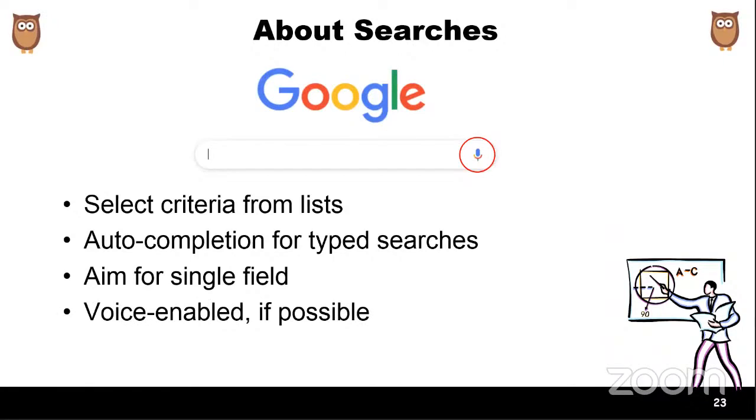If it's a desktop device, you may or may not have a microphone, but if you know that you do, or it is being displayed on a mobile device that does have a microphone, then you can voice enable the search, which means there's less typing. You do have to have the software for the voice recognition, but there's less typing on the user's side.